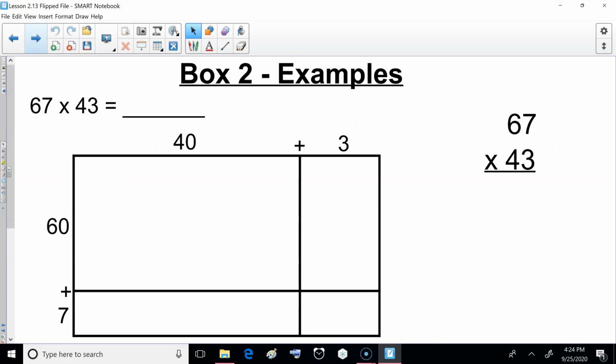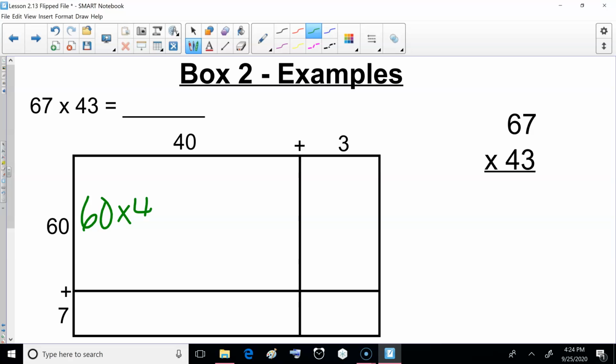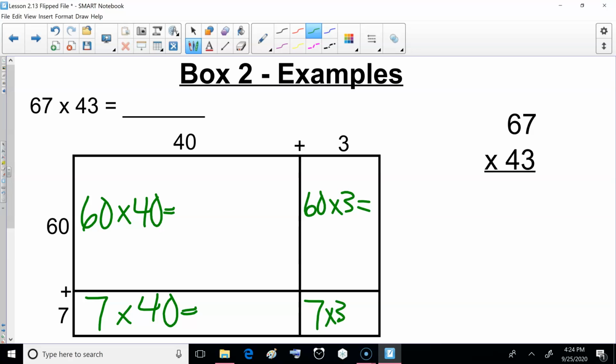So here we go, 67 times 43. We have the 60 plus 7 broken down and the 40 plus 3 broken down. So if we know what to do in those parts, we'll take care of those parts first, create our problems. We have 60 times 40 and 60 times 3. We've got 7 times 40 and 7 times 3.